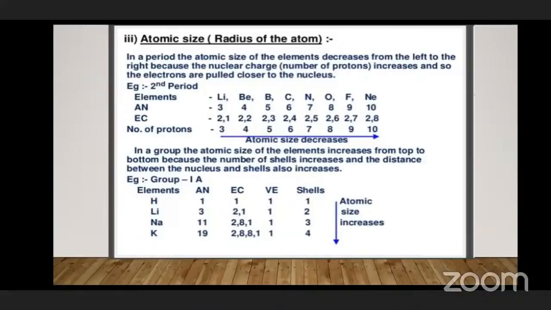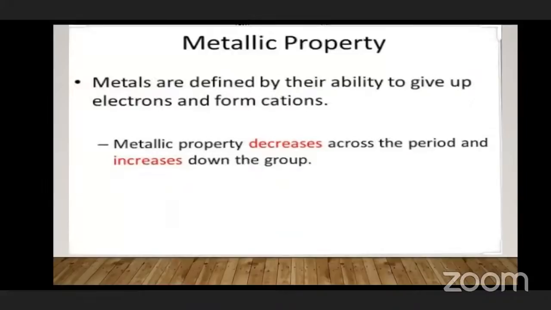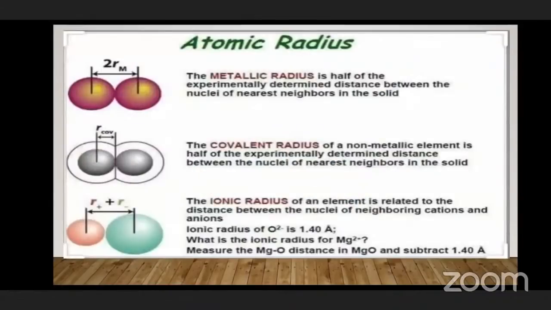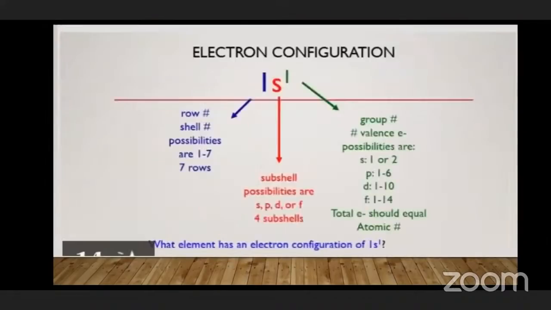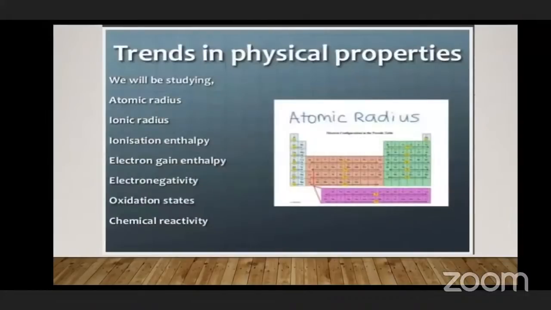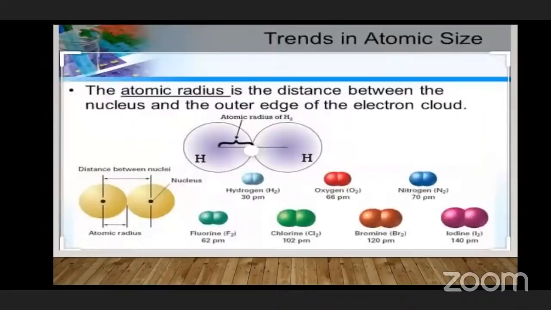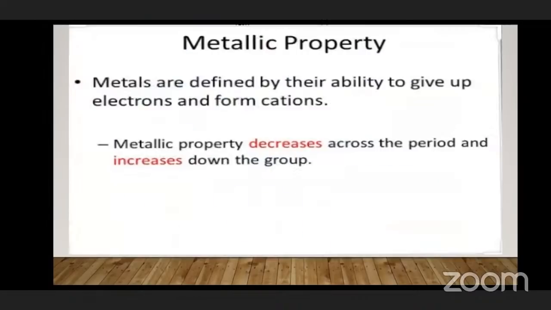Okay, after that, we have already seen the trends in physical properties. We will be studying atomic radius. Observe this atomic radius, ionic radius, it is completed. Next, we are going to see metallic property, which we have not covered yet. Let's see metallic property. Okay, children, what is metallic property?